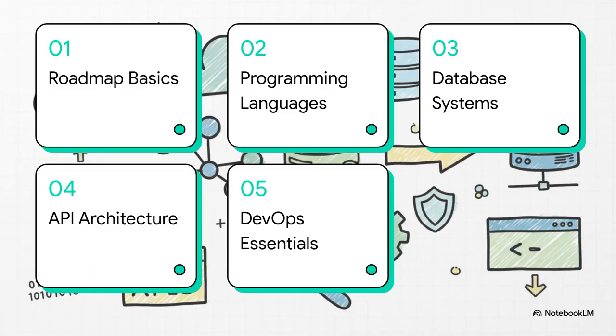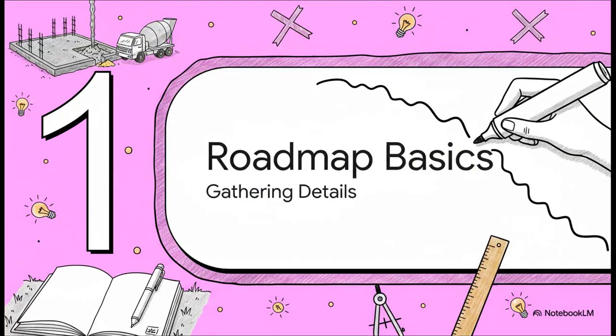Okay, let's dive right into this. We're going to go step by step. We'll kick things off with the 2026 roadmap basics and then move through 4 essential steps. Step 1 is programming languages. Step 2 is database systems. Step 3 is API architecture. And finally, Step 4, DevOps essentials. So, kicking things off with the 2026 roadmap basics.